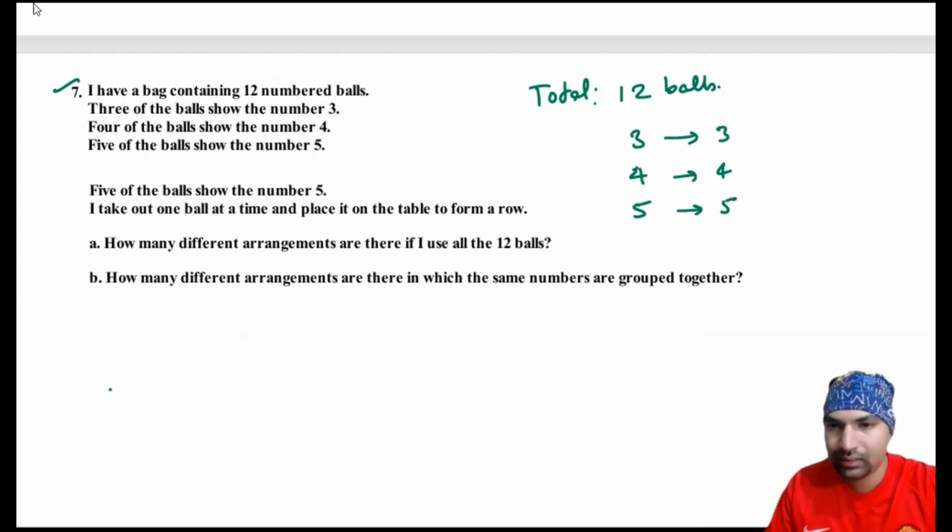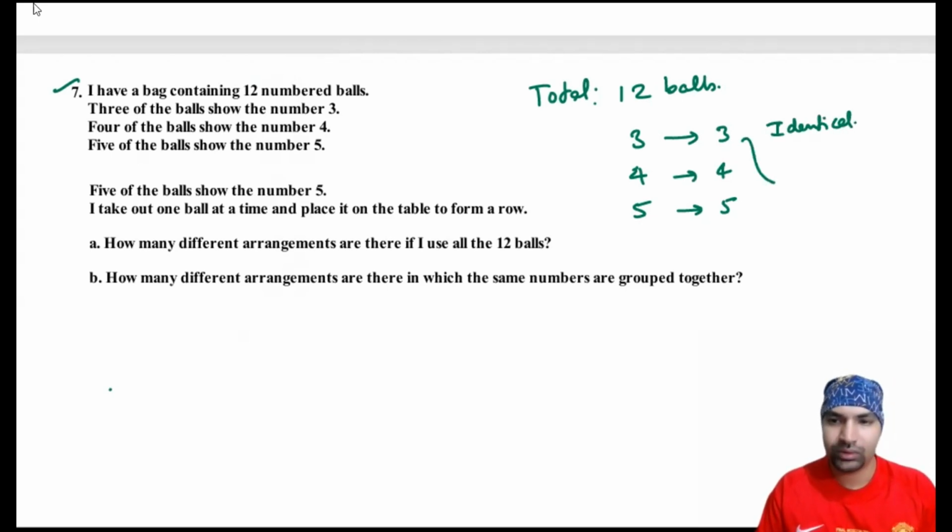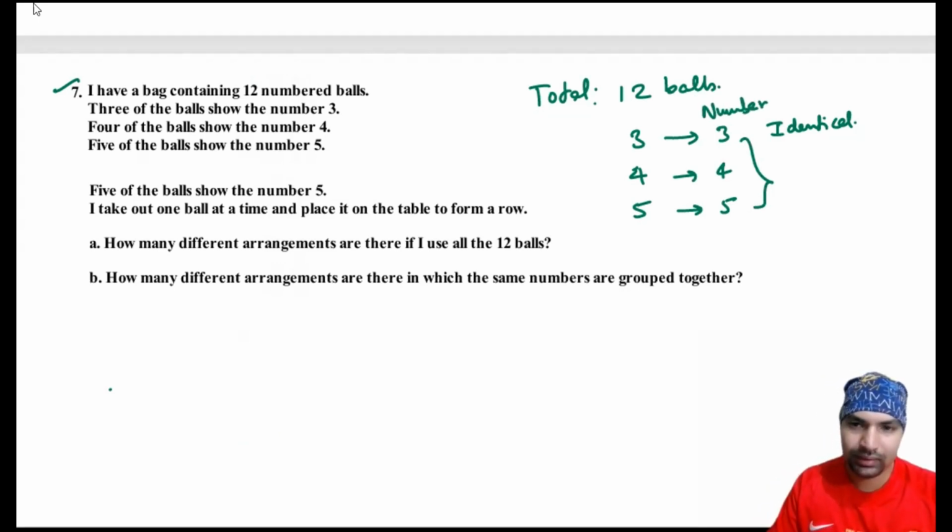So when I'm talking about these balls, they are identical over here, because all the 3 balls are showing 3 as a number. And therefore, this is the case of identical objects, right? So repetition is there. Common stuff. Now, what is the question here? I take out one ball at a time and place it on the table to form a row.